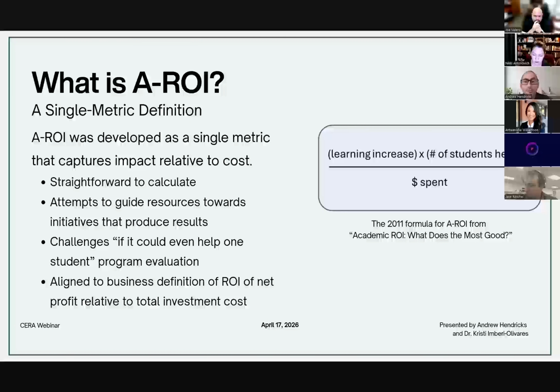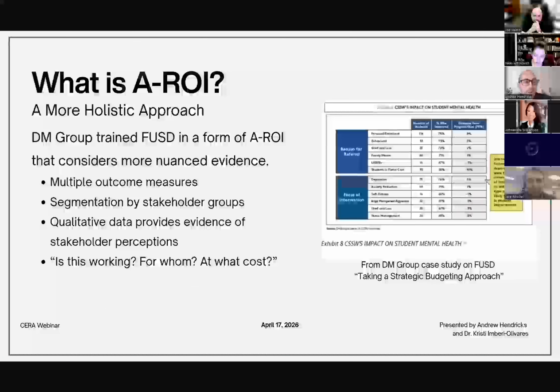And so, being an MBA, he brought this metric of learning increase times number of students helped divided by money spent, which is very aligned to a businessy understanding of ROI. He wanted to give people a straightforward way to calculate: okay, we're spending this much money to get this impact. We can compare different programs along this single metric, and we can guide our resources to the initiatives that are producing the greatest results. So fast forward a decade.